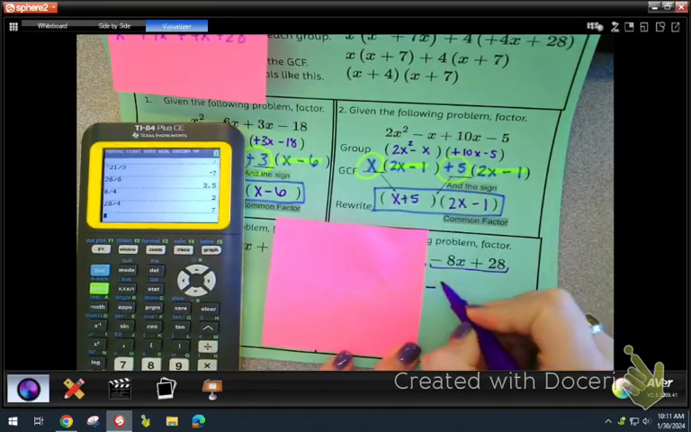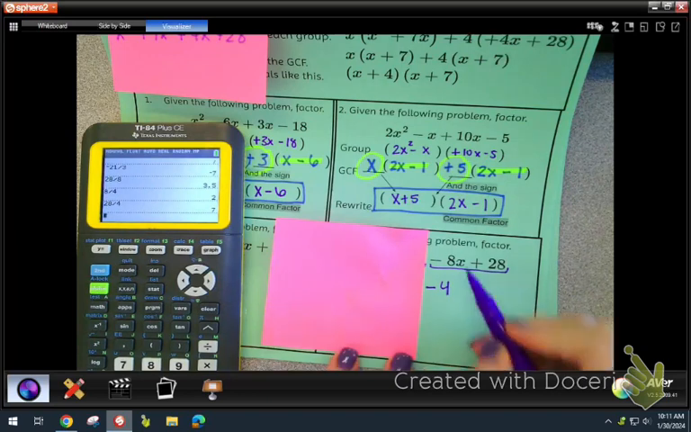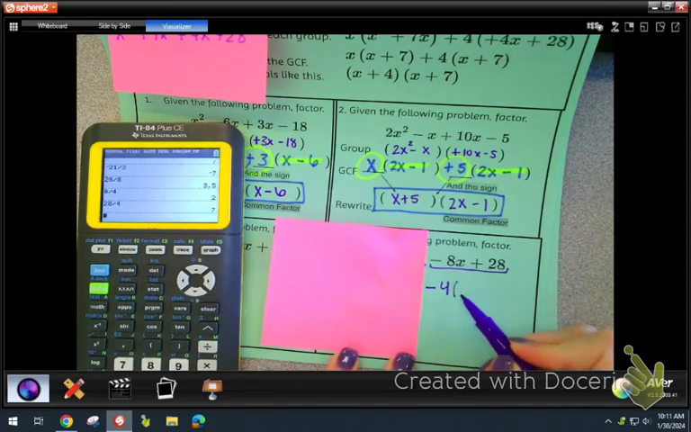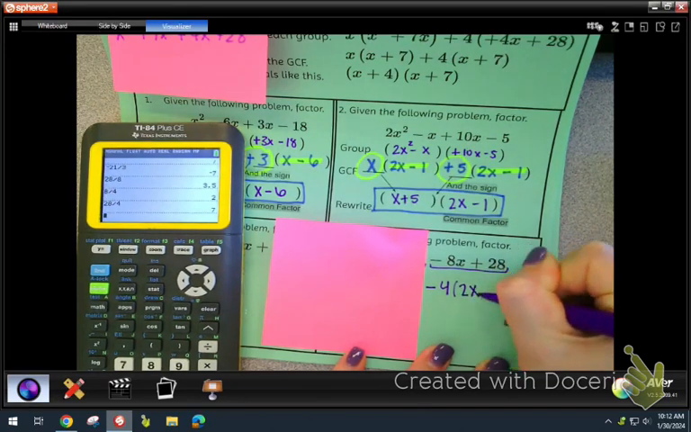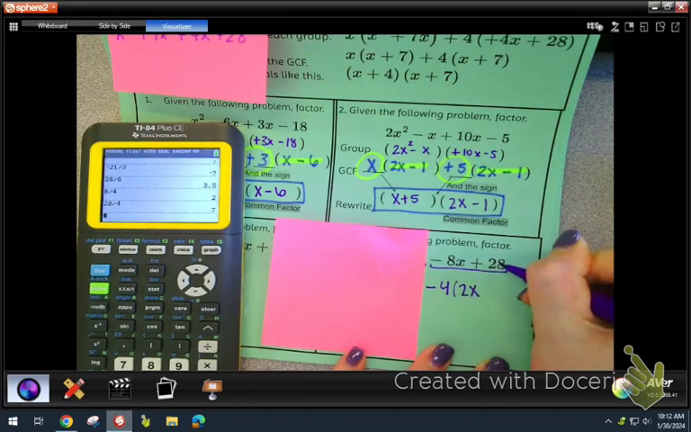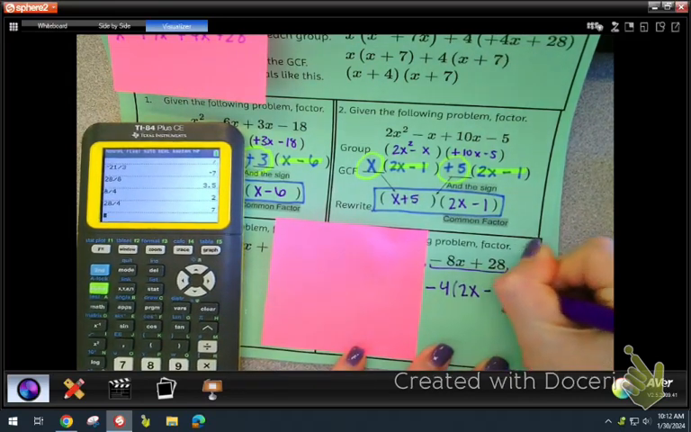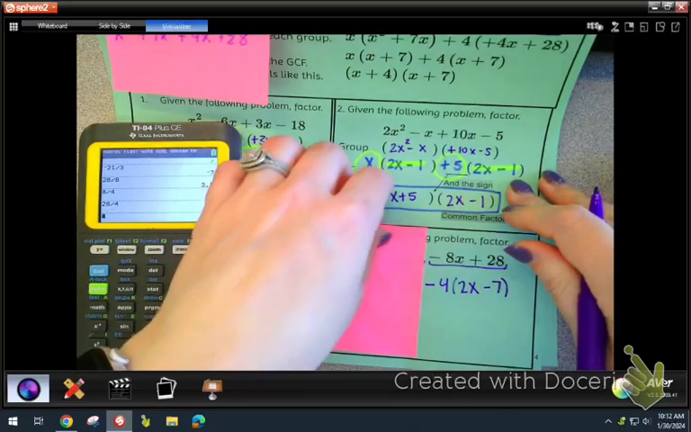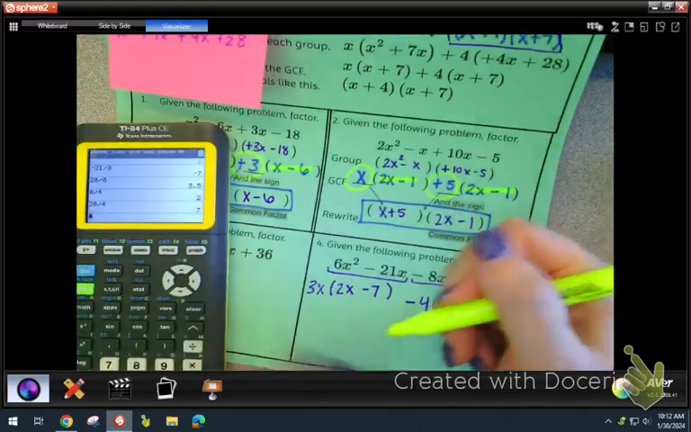There it is. Now be careful right here. You're dividing by a negative 4. What is negative 8 divided by negative 4? Negative 2. No, positive 2. Positive 2. Drop down the x. What is positive 28 divided by negative 4? Okay. Check them out. Does it match? Do they match?